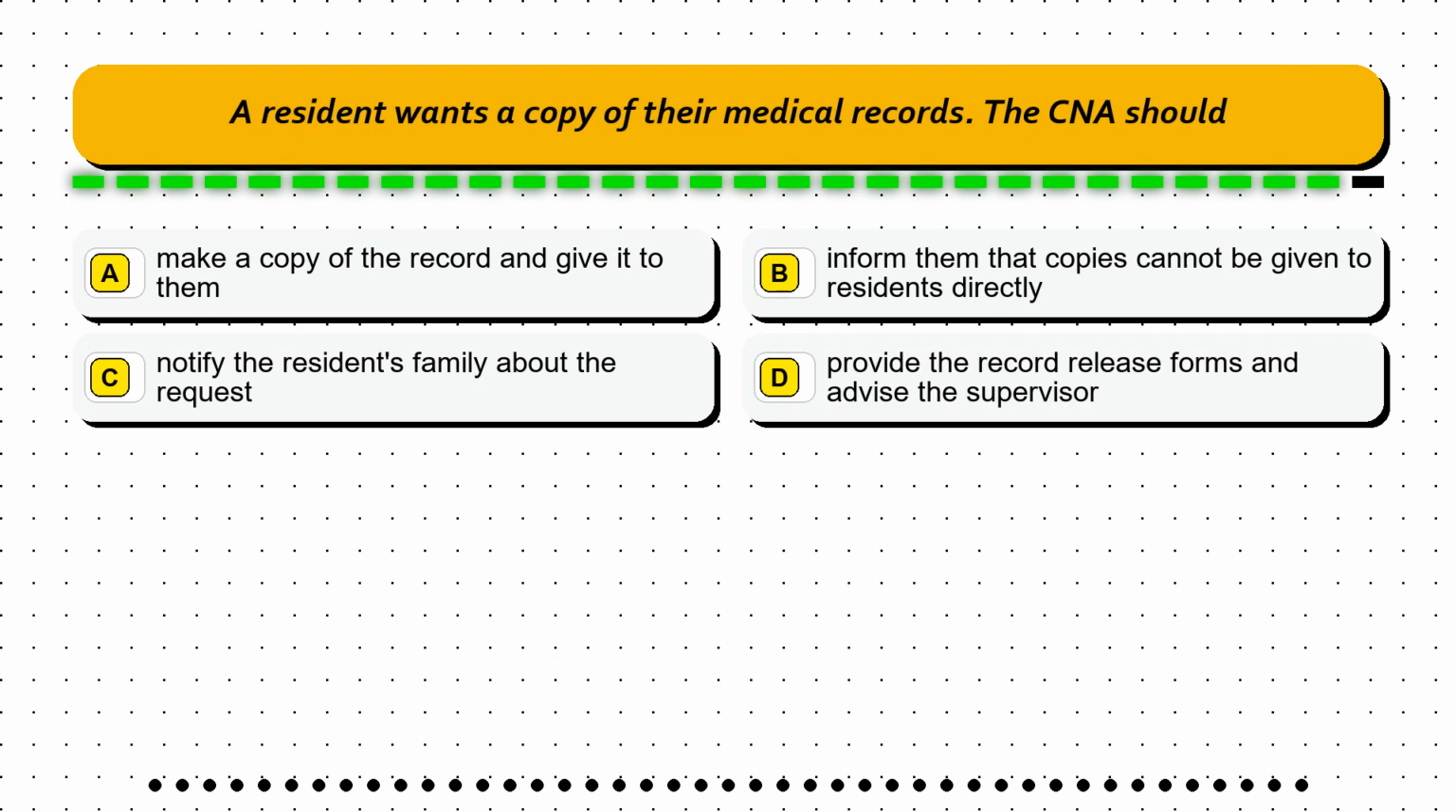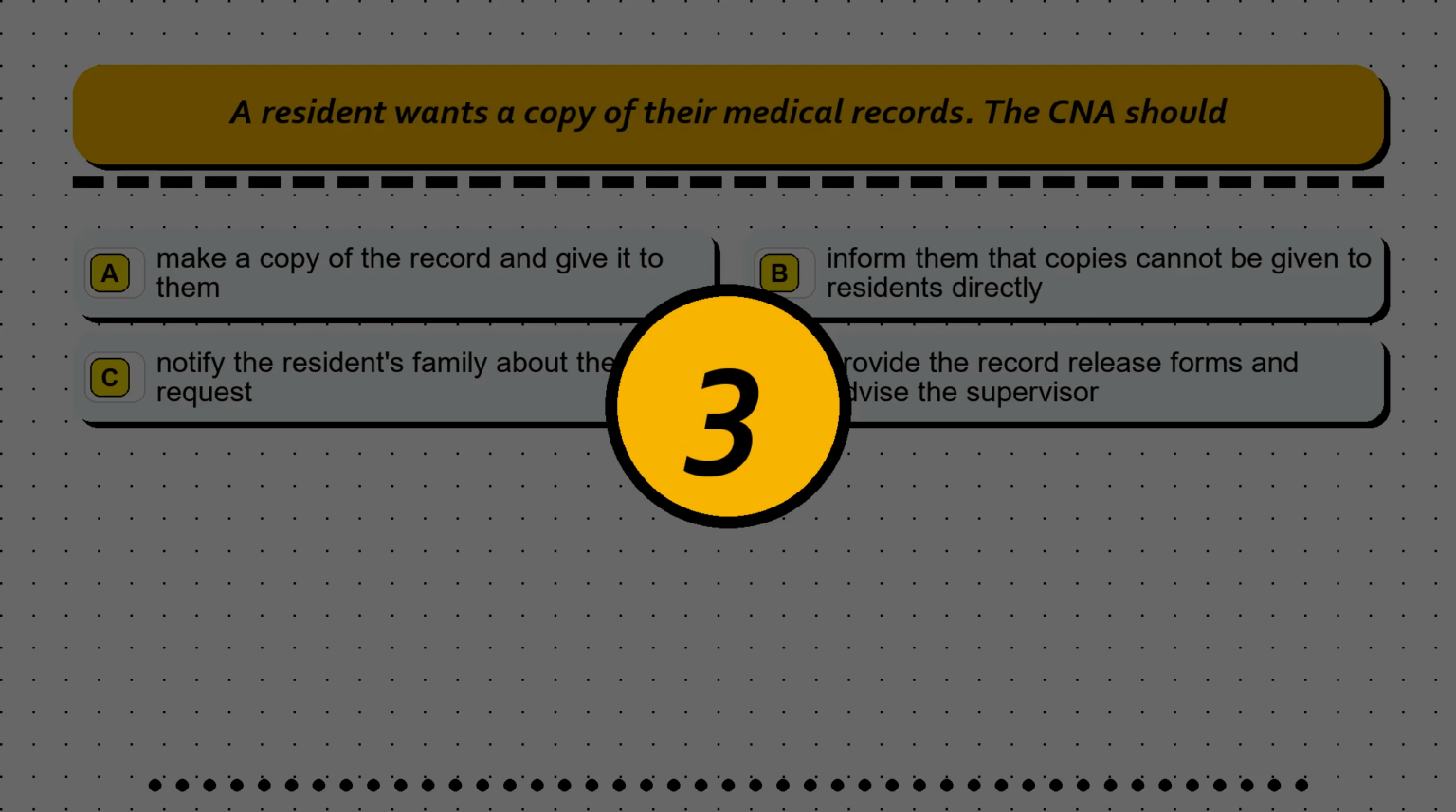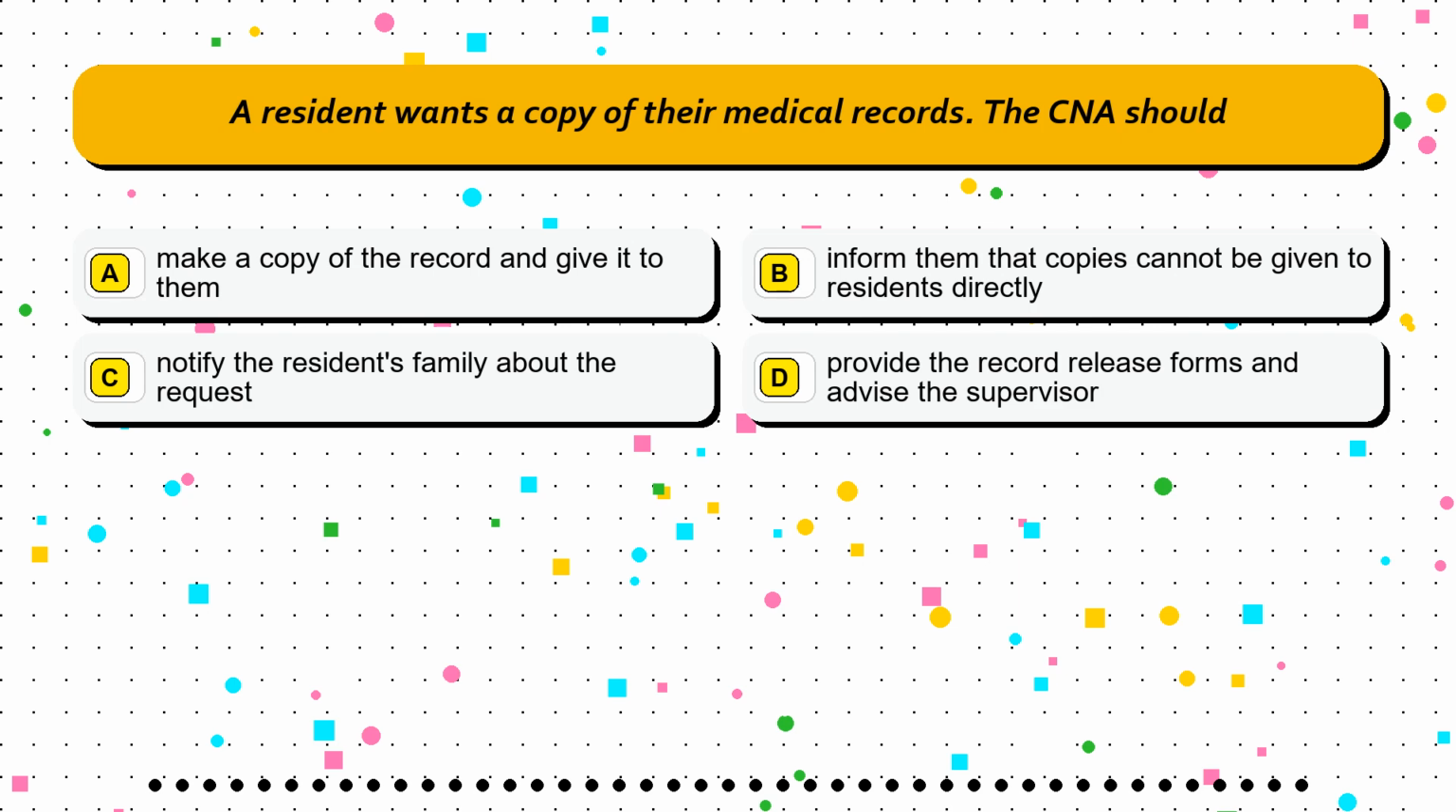Question 13. A resident wants a copy of their medical records. The CNA should: Option A, make a copy of the record and give it to them. Option B, inform them that copies cannot be given to residents directly. Option C, notify the resident's family about the request. Option D, provide the record release forms and advise the supervisor. The correct answer is option D.